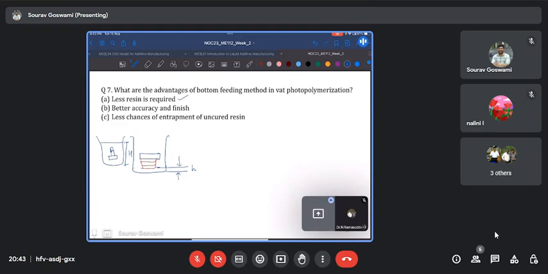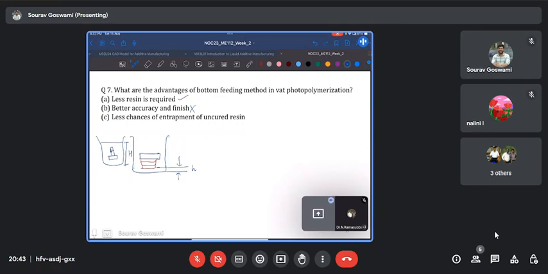Better accuracy and finish. So the accuracy will be determined by the optics and the resolution of the optics in terms of pixels. The finish will be determined by the layer height. And as we know, the layer thickness or layer height is governed by the movement of the Z stage in this case. It can be the same in both top feeding and bottom feeding. So this is not generally true or not necessarily true.